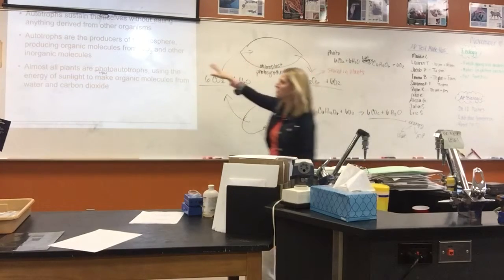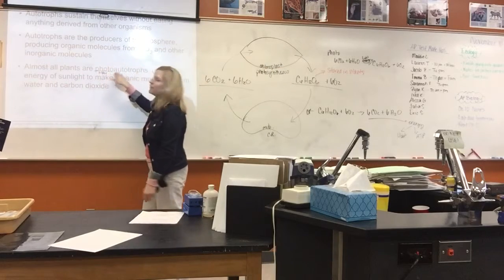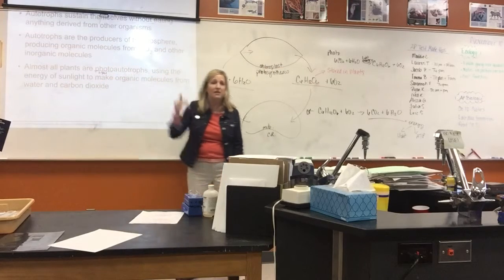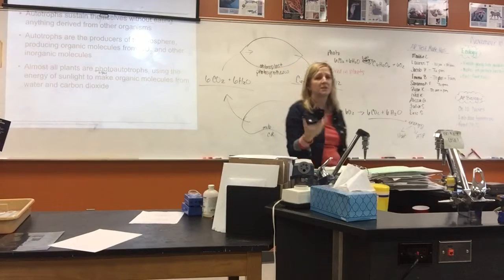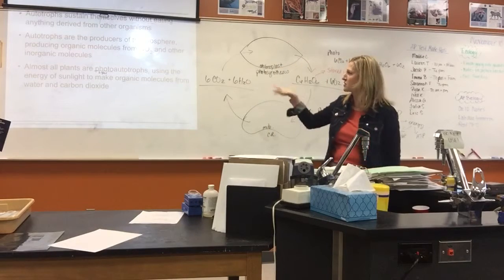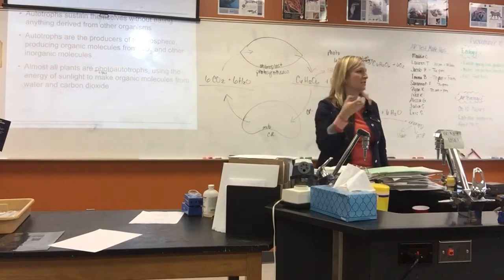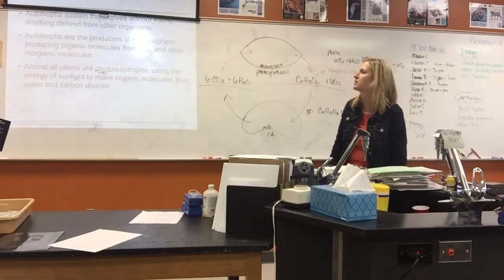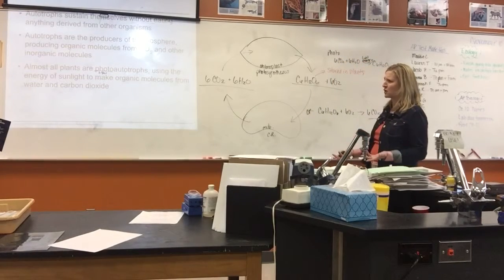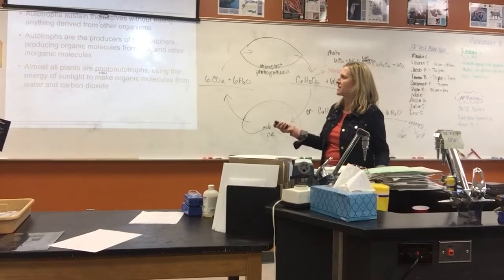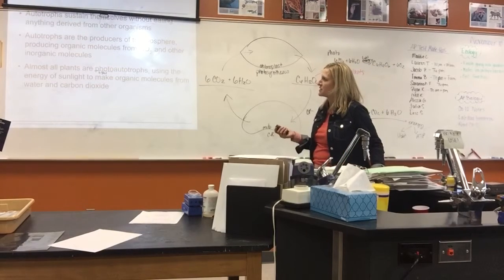So the producers at the bottom of the ocean aren't photoautotrophs because they're not using light energy, they're using energy from this chemical, hydrogen sulfide. We actually call those chemoautotrophs. They can use chemicals to sustain and make their own food. So I just wanted to explain that there are exceptions to that.